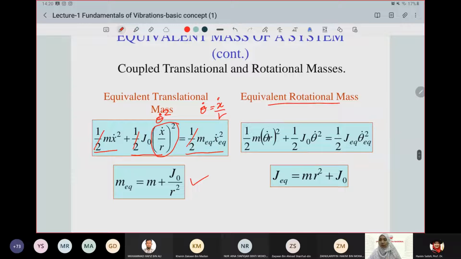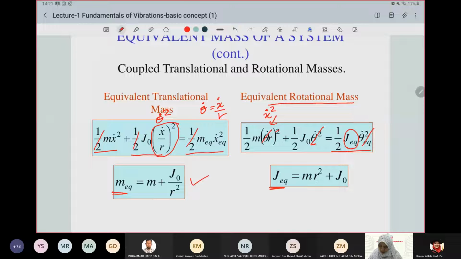Okay, that means you want to solve everything in terms of J equivalent. Just now we wanted to solve for m equivalent. So you use the kinetic energy as well. This is what you want to find. So you write it in terms of half J equivalent theta dot square. And for your mass, this is actually x dot square. You don't have to substitute theta dot because you want to cancel it out, isn't it? So you have to put everything in terms of theta dot square.